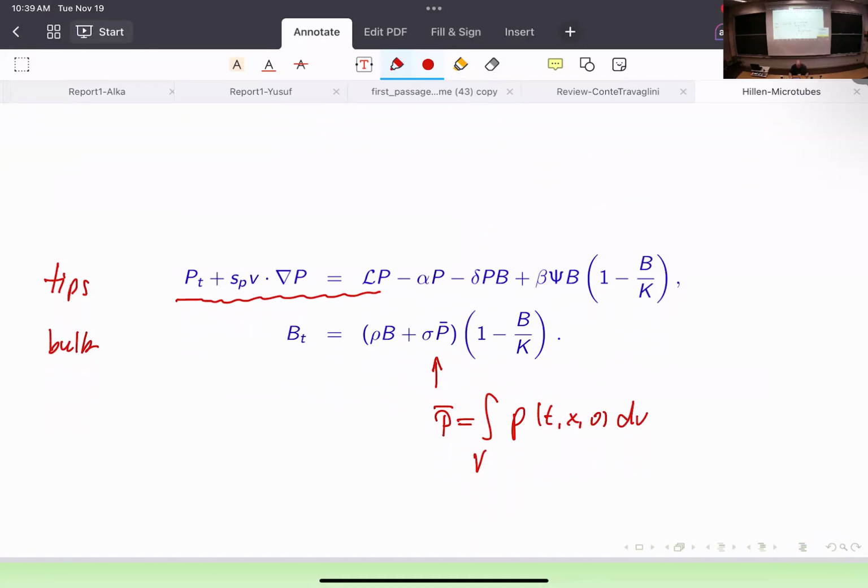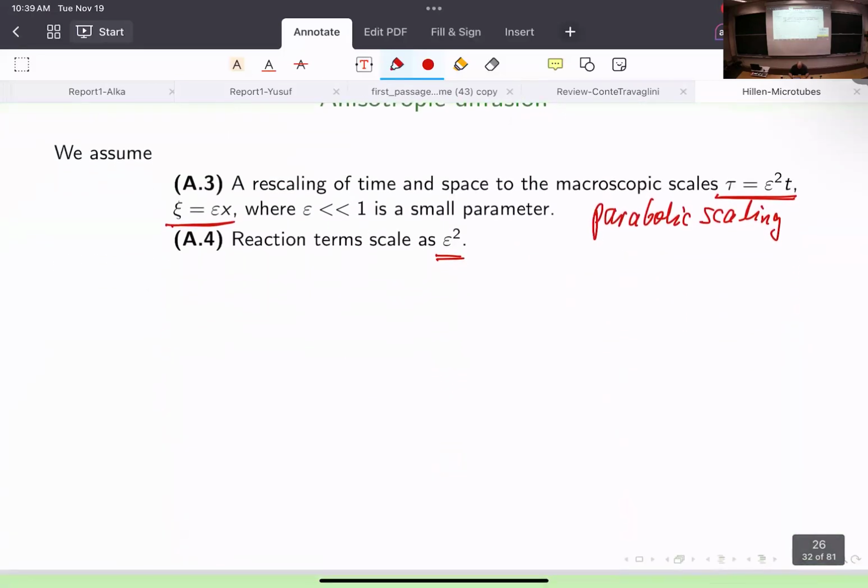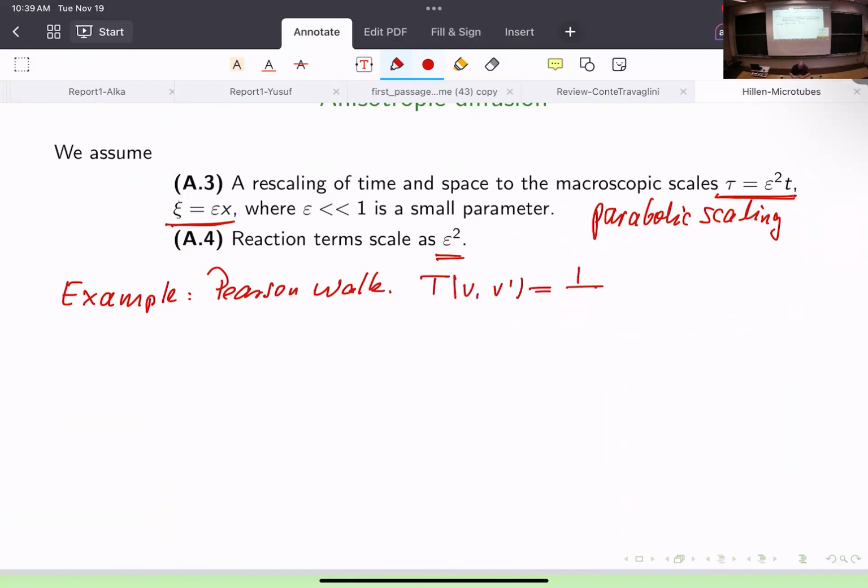And maybe before I show you what it simplifies to, I do it as an example, because this is something I like to teach. Okay, I do this right here. So example, I do this for the Pearson walk, which I mentioned just earlier. So the transition probability here is 1 over v. Okay. So let me walk you through this method of parabolic scaling for the Pearson walk before I continue then with my model here. All right.